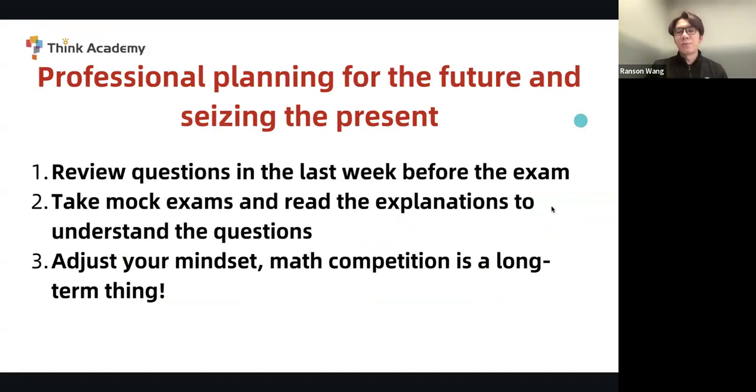In summary, this is our professional planning for the future, and you also need to seize the present: review the questions in the last week before the exam, take the mock exam, read the explanations, and also adjust your mindset. Math competition is indeed a long-term thing.